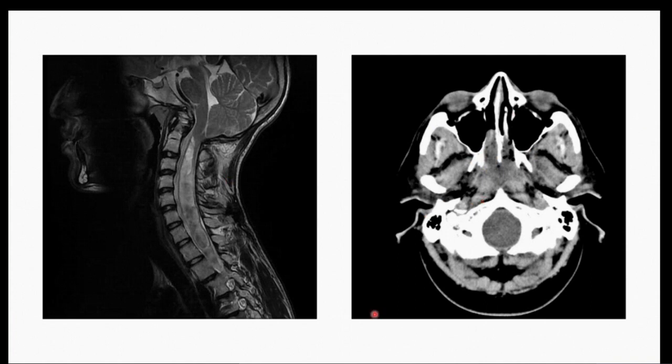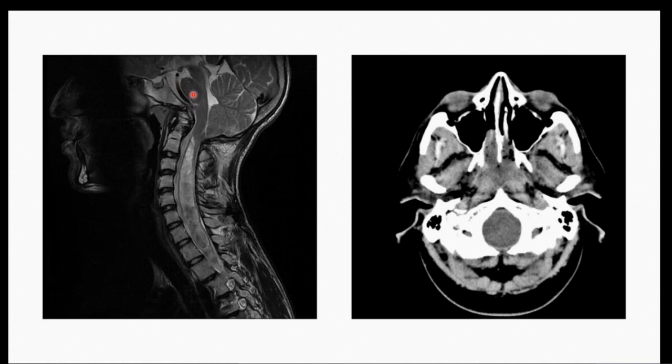The third and last type of herniation. The herniation syndromes can be up to 5, some books write 6. The important ones are 3: the uncal herniation, the subfalcine herniation, and the tonsillar herniation. And this one is the tonsillar herniation.